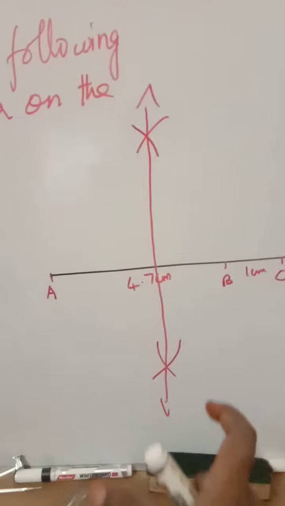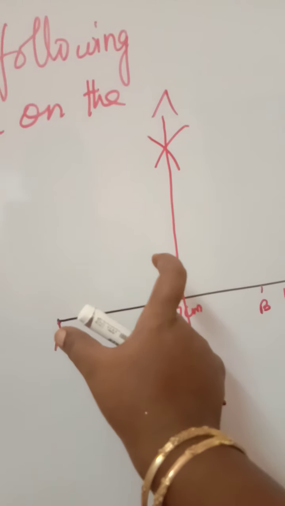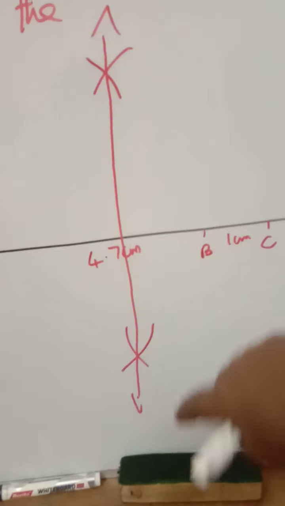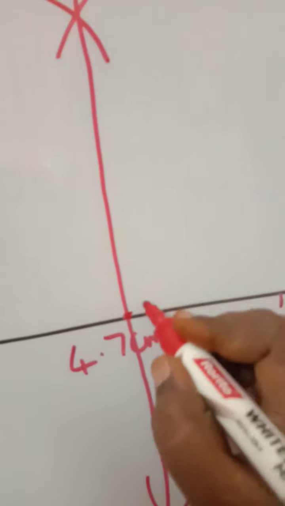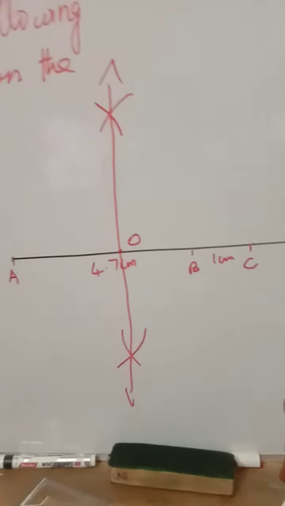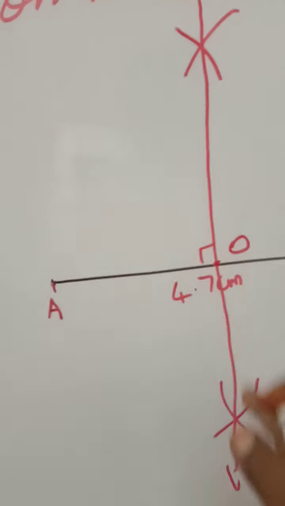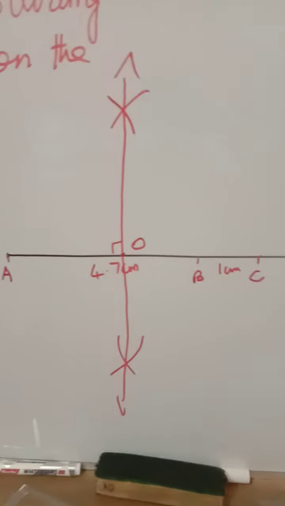Take more than half of AC. Keep the compass at A and cut 2 arcs. Compass at C and cut 2 arcs and join those two. And this O is the midpoint of AC, because this is the perpendicular bisector. Perpendicular bisector means it bisects into 2 equal halves. So O is the midpoint of AC.